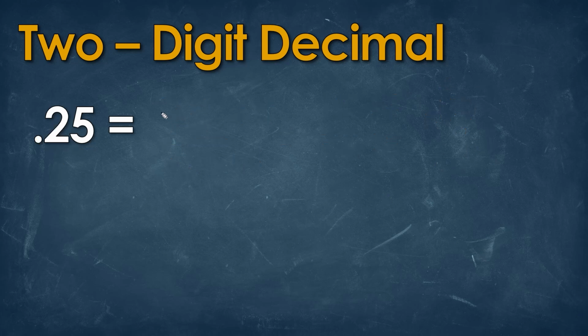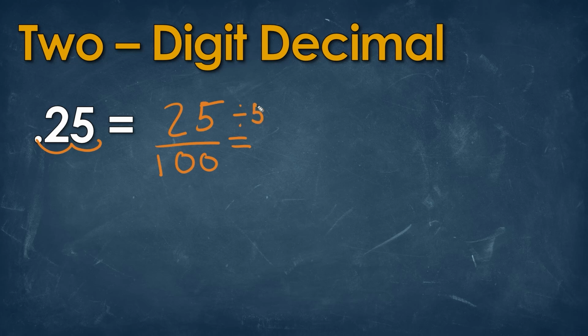Now again, we'll do the same thing with 0.25. So we take the number without the decimal place. Okay, and we know that we have two decimals here, so that's going to be 1 followed by two zeros. Two decimal places, two zeros. And what we want to do is we're going to simplify this out.